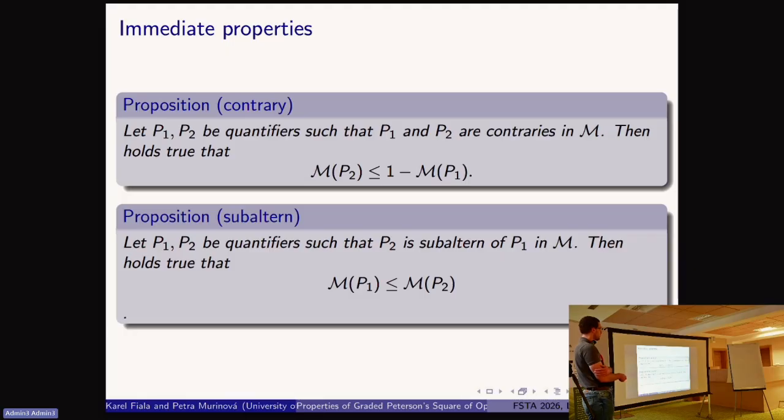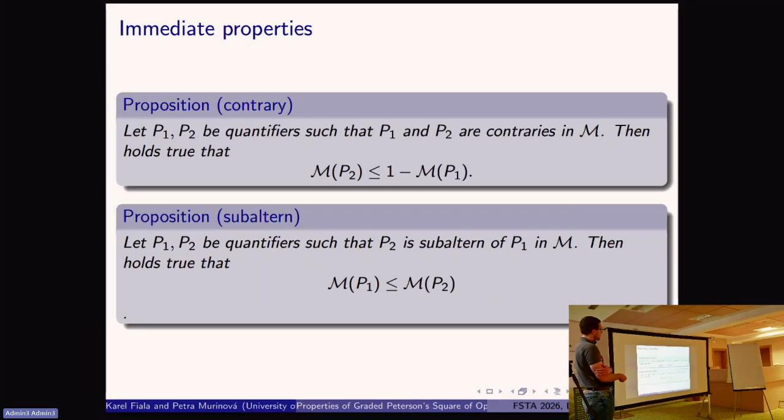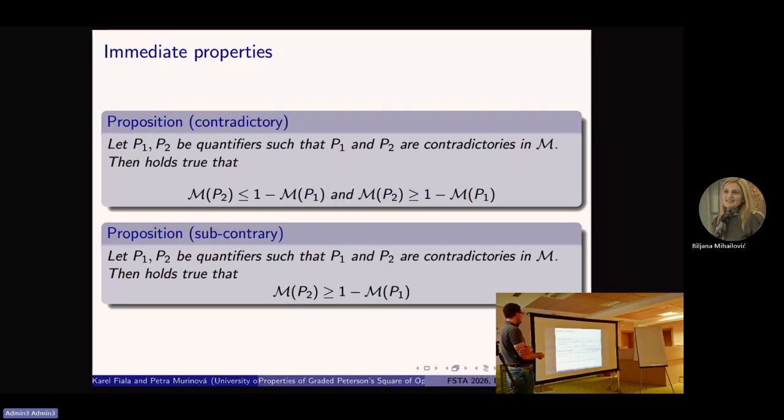So if we know the truth value of quantifier P1, we know that the truth value of P2 will be less than or equal to 1 minus the truth value of P1. And basically for subaltern, we have still the same, so there is no change. But of course, we can modify in the same way by using the definition of Lukasiewicz addition and multiplication the properties of contradictory and subaltern. So now we can move to the inference part.